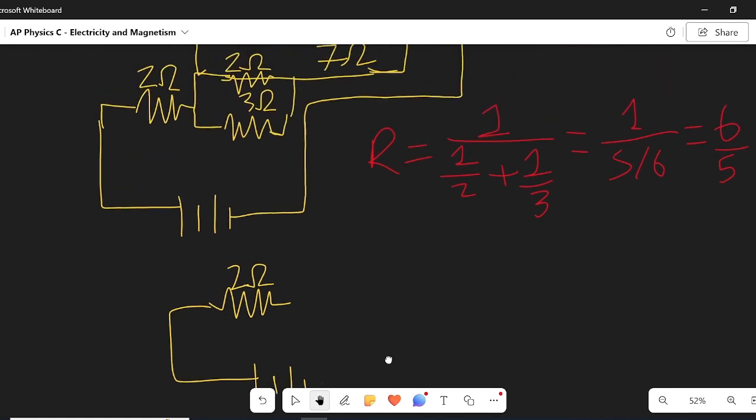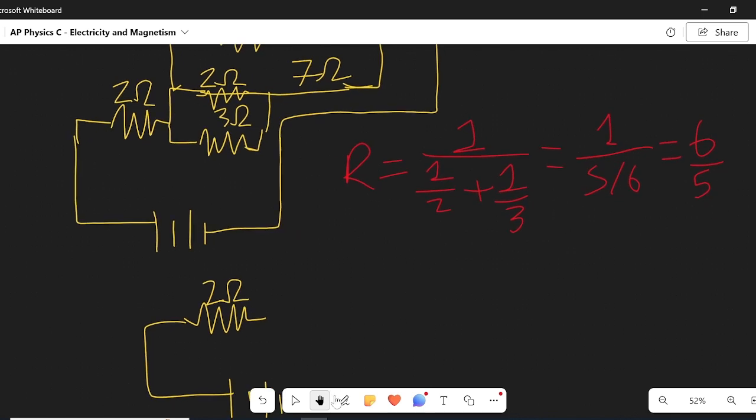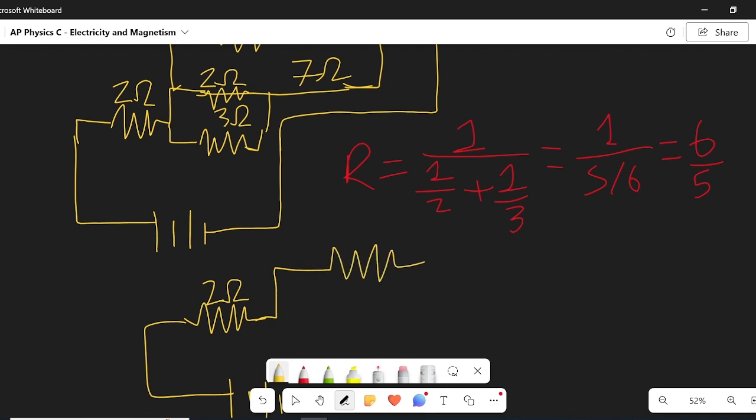Two ohm resistor, and then now we can start with this parallel component, right? Where we have, or no, sorry, not this parallel component. Now, at this point, this has been simplified into a 1.2 ohm resistor, right? That is now in series with the 7 ohm resistor. So those two will combine into an 8.2 ohm resistor.